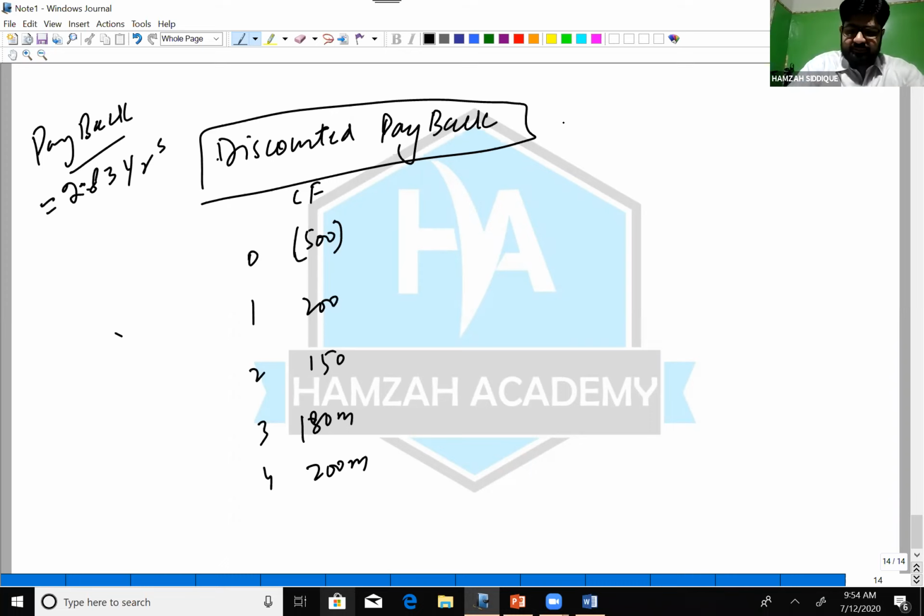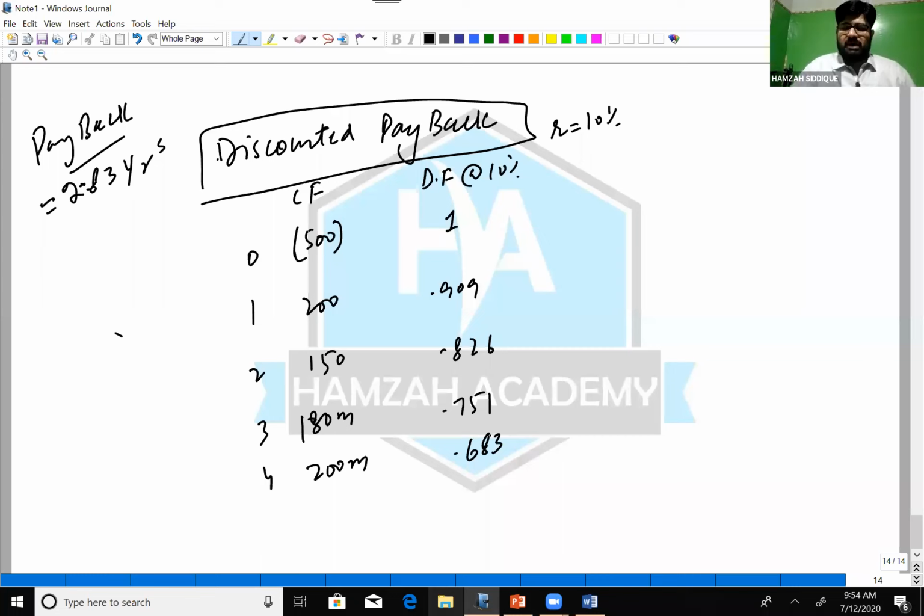Now, for example, the discount rate r is 10%. So we will write the discount factors here at 10%: 0.909, 0.826, 0.751, 0.683. You will now multiply these discount factors with the cash flows and calculate present values.